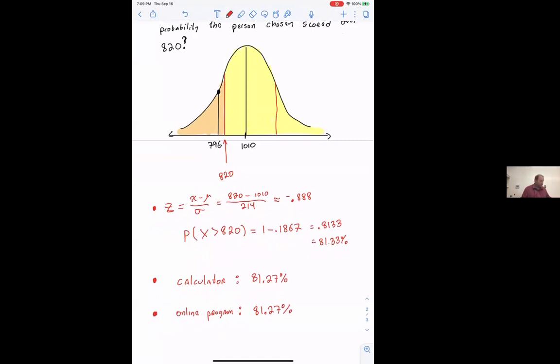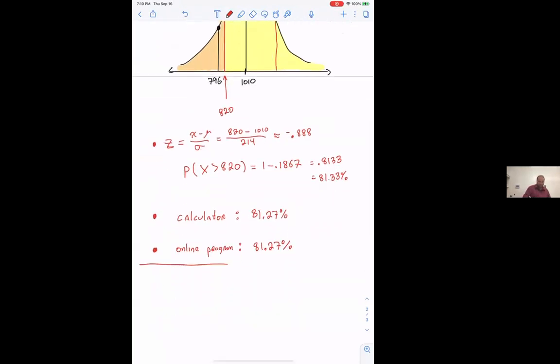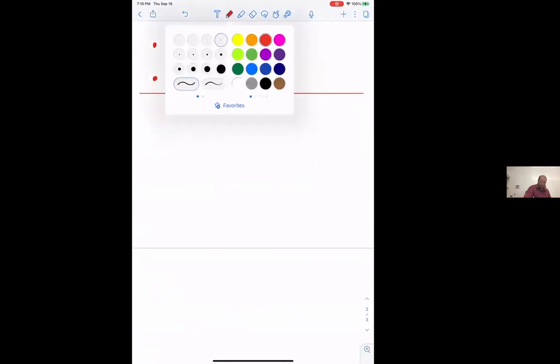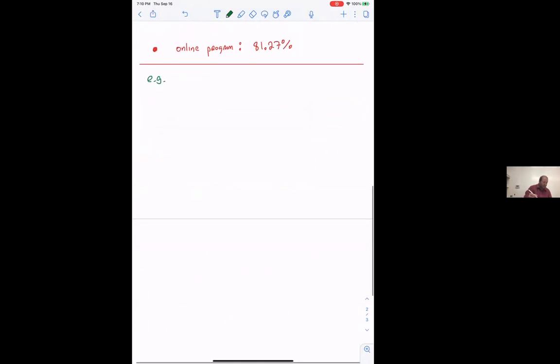That's correct. Okay. Let's do another one, a little more challenging. Example. Let's switch to green. I haven't done green in a while. Okay. We have this, it looks like it is the same. Yeah, so we still have the same distribution, mean 1010, standard deviation 214. Okay, we have the same distribution.